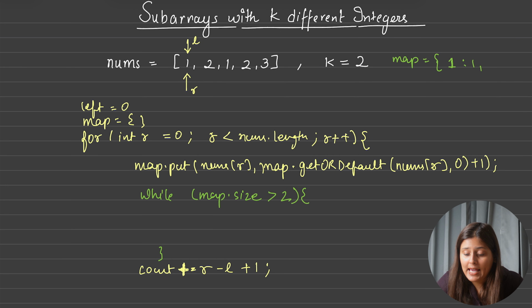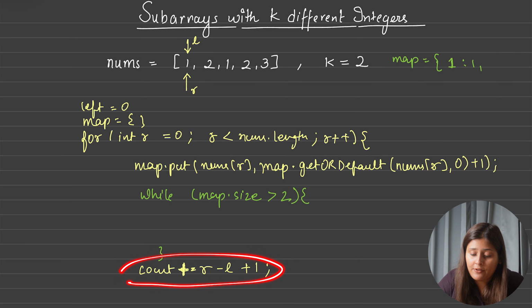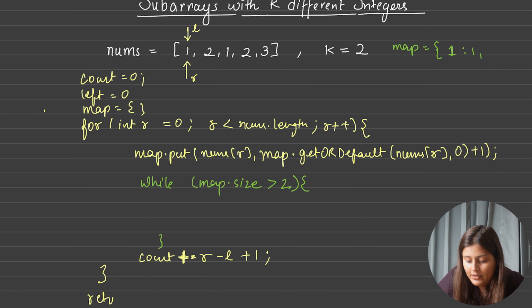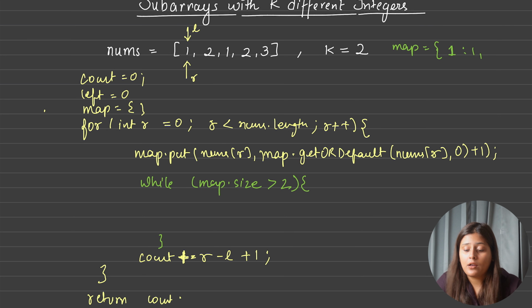Okay, so here I can say I have calculated my number of subarrays, and after coming out of this, whatever is in my count variable, so let's initialize the count variable, that I will return. So I will return my count as an answer. But what if the condition fails? Okay, so let's try to run this.